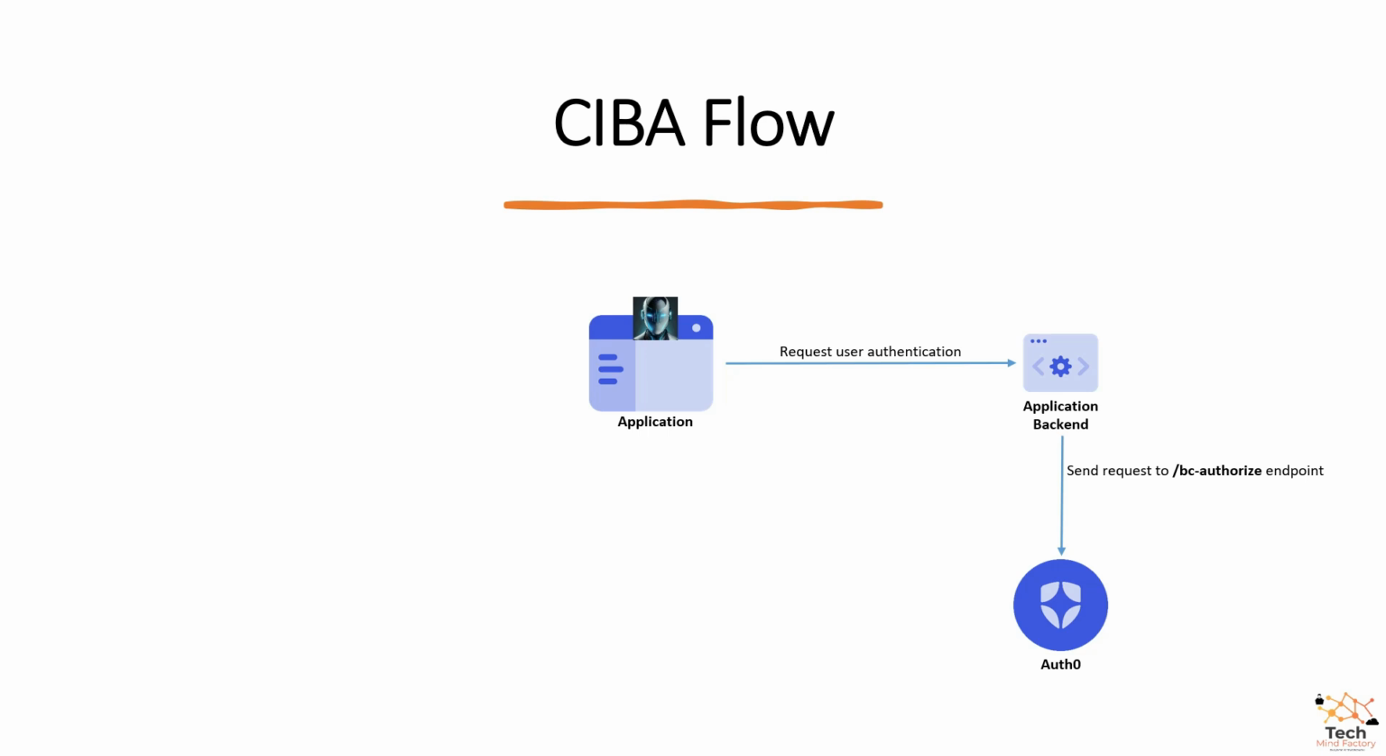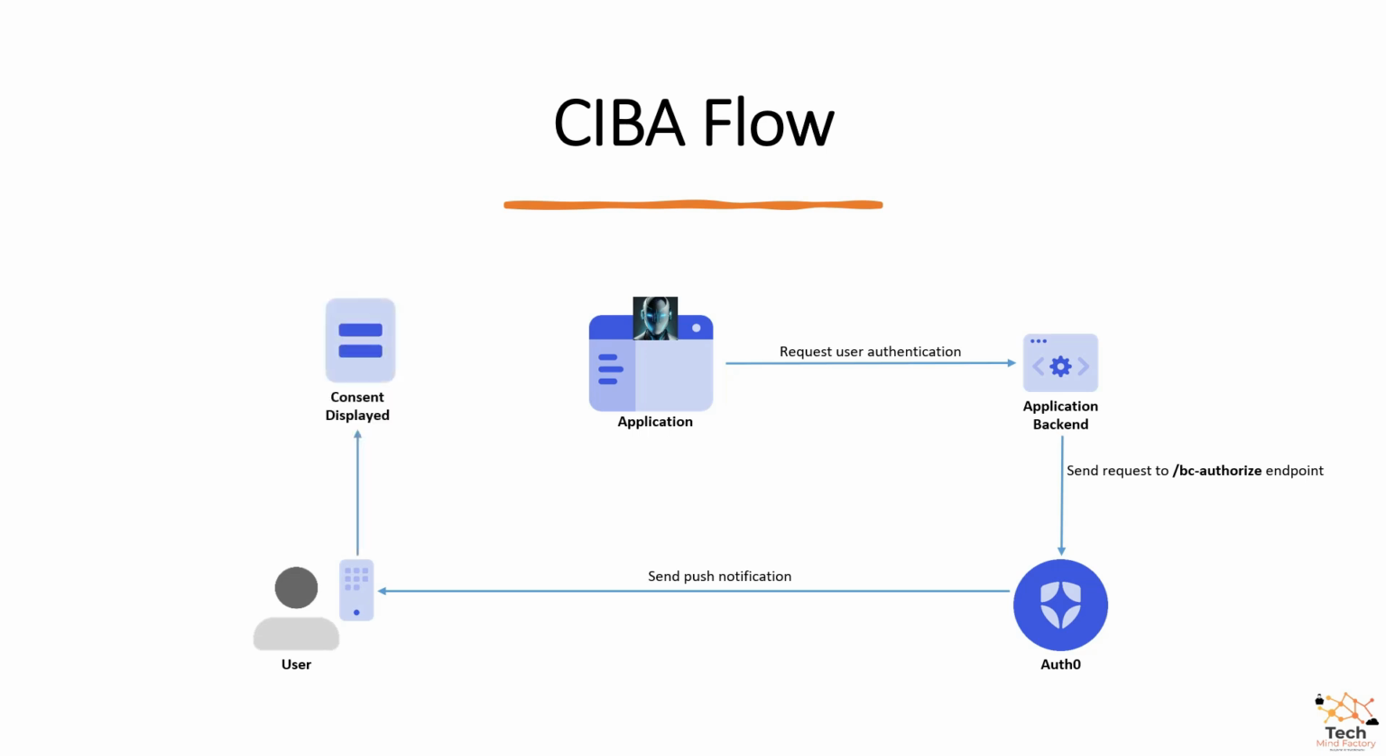So when the bc-authorize endpoint receives this request, Auth0 in this case will send a push notification to the user device. And then the user sees the consent and can either accept or reject this authentication or authorization request. Once the user confirms, the application can actually access the user profile. And in this case, the application will receive the token.